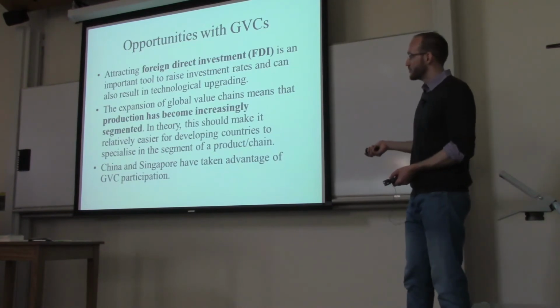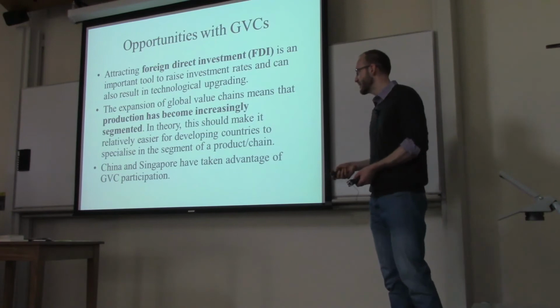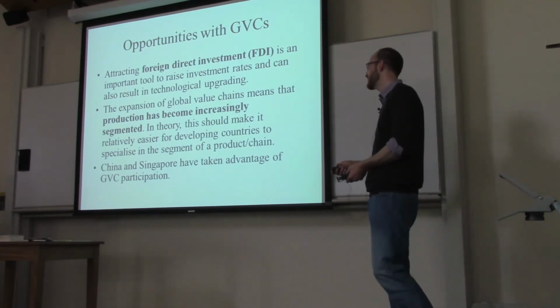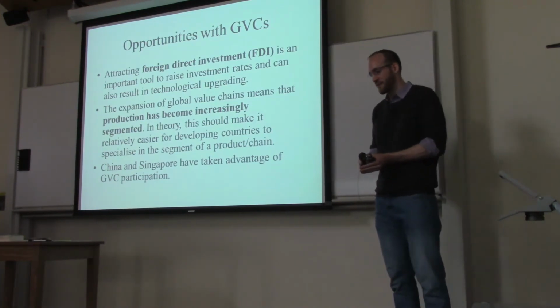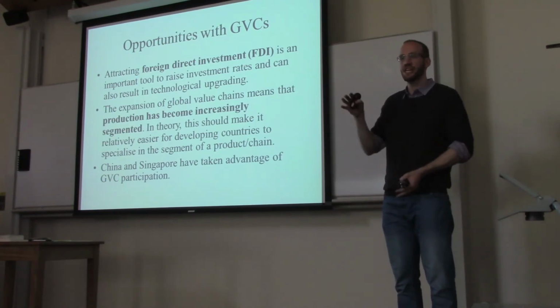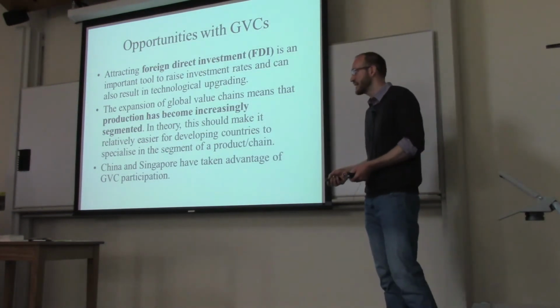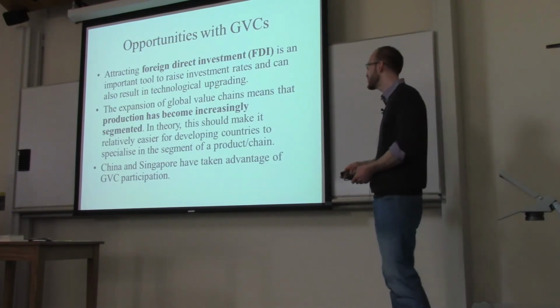The expansion of GVCs also means that production has become increasingly segmented, and in theory, this should make it easier for developing countries to specialize in a segment of a product or a chain, right? So instead of engaging in the complicated task of specializing in the entire vertically integrated chain of a product, you just choose a niche, which is not necessarily that difficult. You can specialize in that, and that will be part of your industrialization strategy.